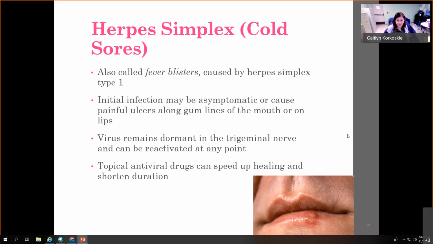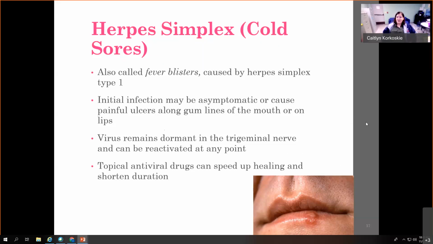Yeah, but they'll usually use some type of antiviral drugs or ointments that they put on there. Like you've probably seen commercials for Abreva. It'll basically speed up the healing time, but it doesn't get rid of it. It'll always be something that's there.